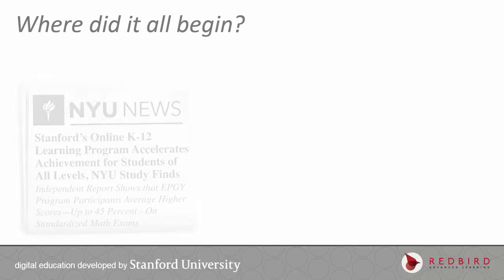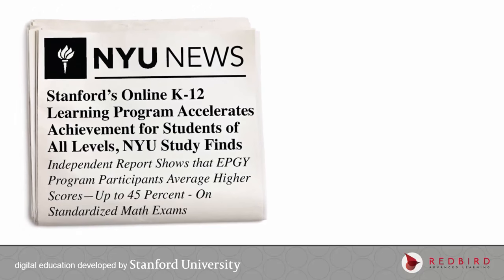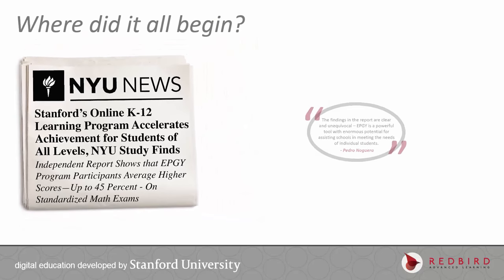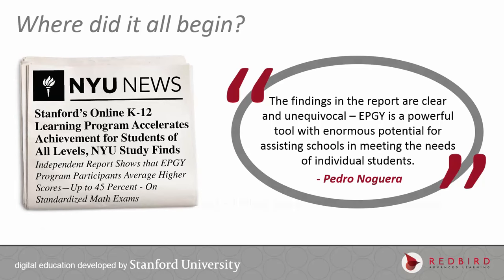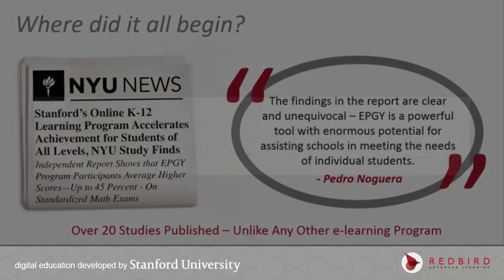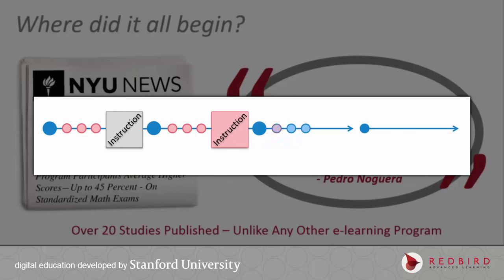An independent study from New York University found that Stanford's EPGY program had unprecedented student success. The study showed that the program was a powerful tool for personalized learning, not just for gifted kids, but for all learners. We'll talk more about how the adaptive motion engine helps each learner find his or her optimum learning level, but for now, let's take a closer look at Redbird Mathematics.